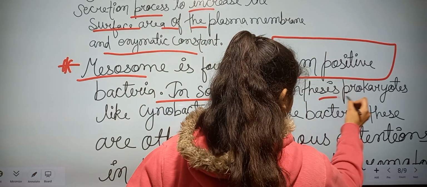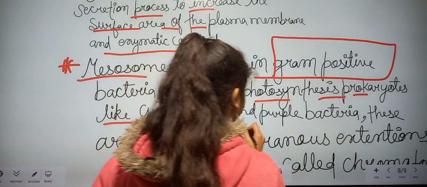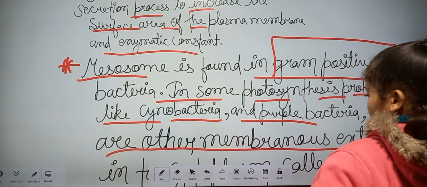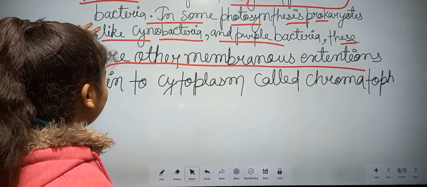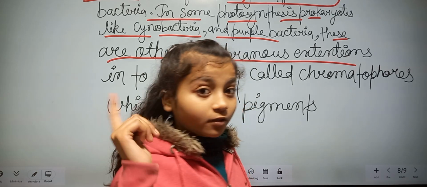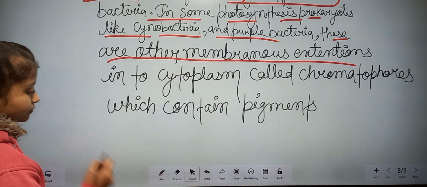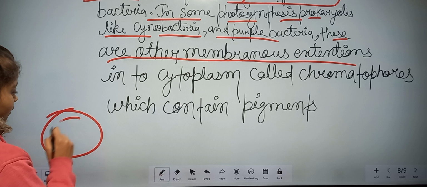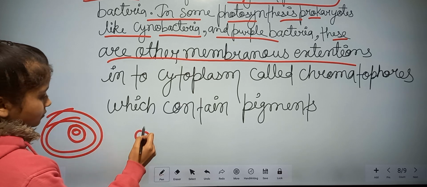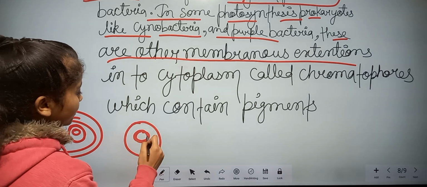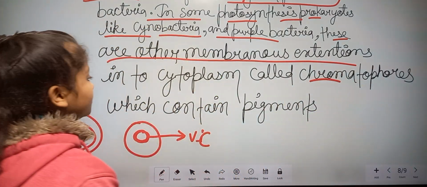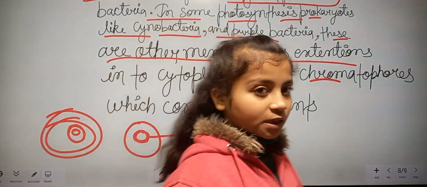In some photosynthetic prokaryotes like cyanobacteria and purple bacteria, there are other membranous extensions into the cytoplasm called chromatophores, which contain pigments. I have made a figure of the chromatophore, which looks like a nucleus-like structure. The chromatophore contains pigment like a plastid. They help in photosynthesis.